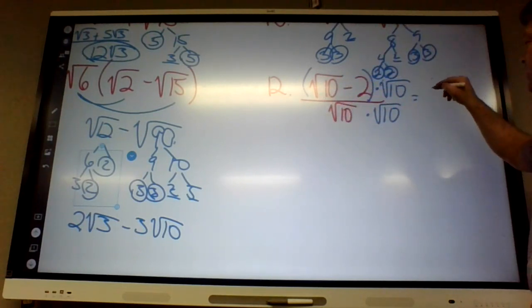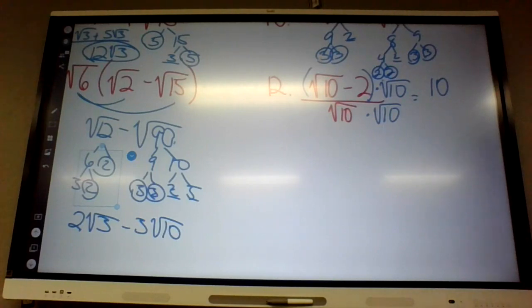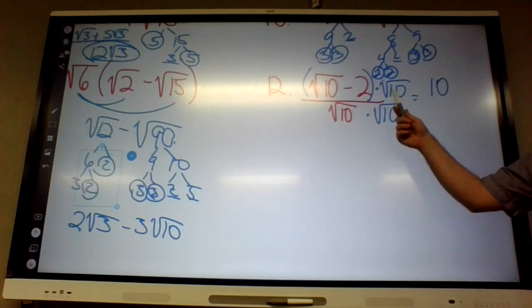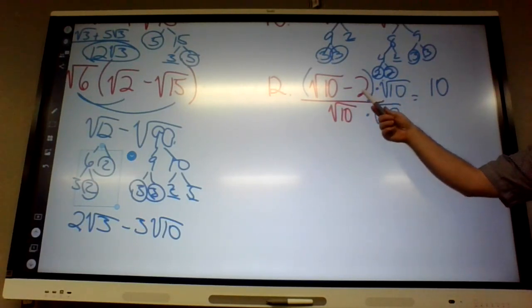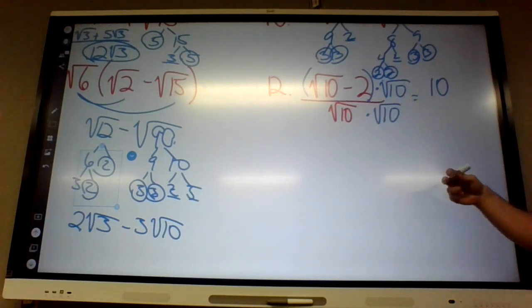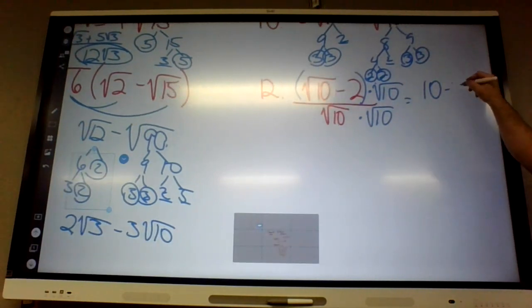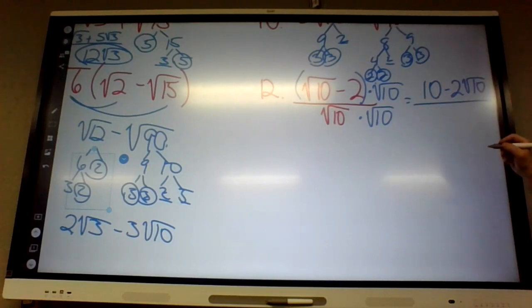Anytime you take a square root times itself, it just gets rid of the square root. Then what's this second term going to be? Negative 2 square root of 10. Yes. And what's the denominator going to be? 10. Is there anything else we can do?